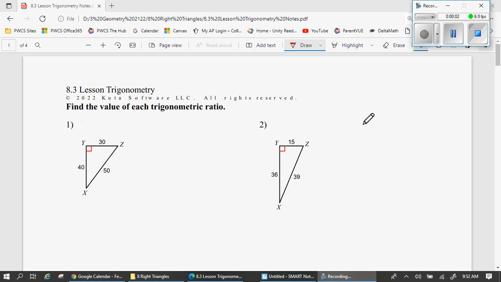Hey all, today we are going to continue talking about right triangles, and we're going to talk about trigonometry. Trigonometry might sound like something that's scary, but really it's just a set of relationships that exist in right triangles, just like we talked about with the special right triangles, just like we talked about with the Pythagorean theorem. There are relationships that exist between sides and angles in these unique triangles, these right triangles.